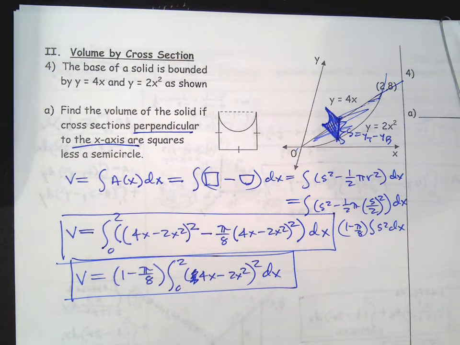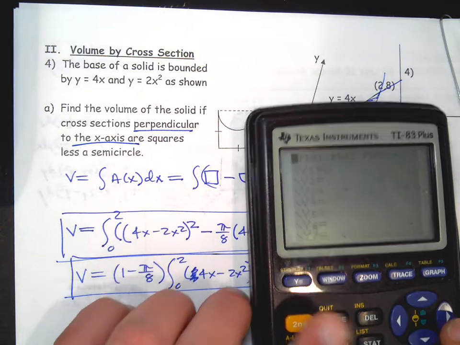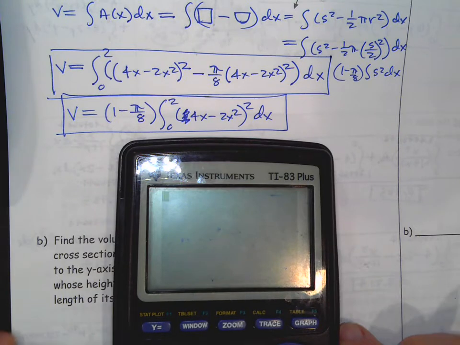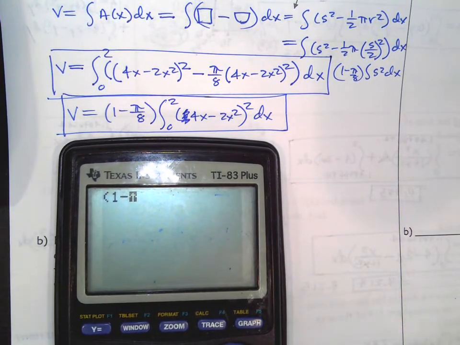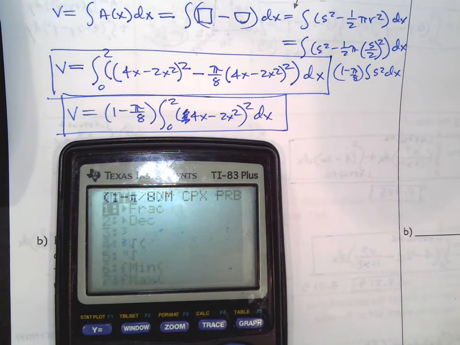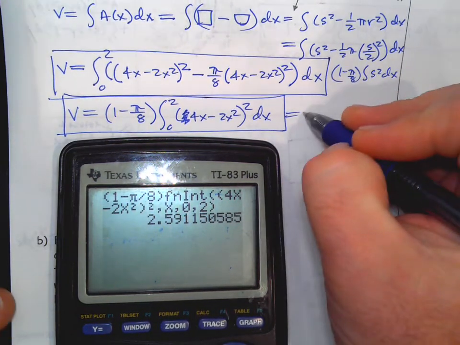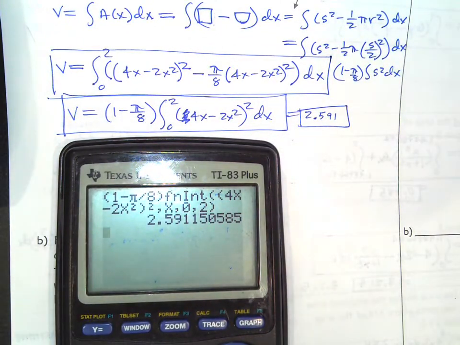Now it says to find the volume, so we need to calculate this. And I would just do this on the home screen. So parentheses 1 minus pi over 8, math 9, parentheses 4x minus 2x squared, close, squared, comma x, comma 0, comma 2 is 2.591, 3 decimal accurate. So that's it.